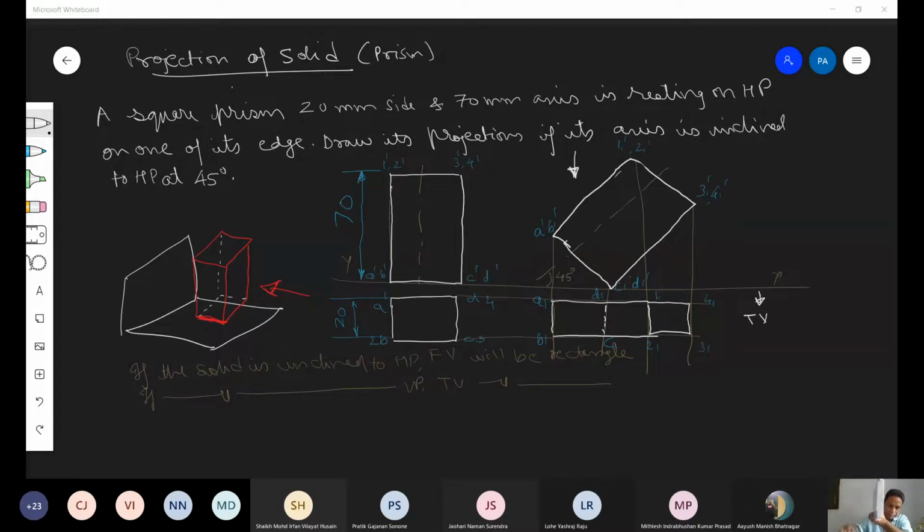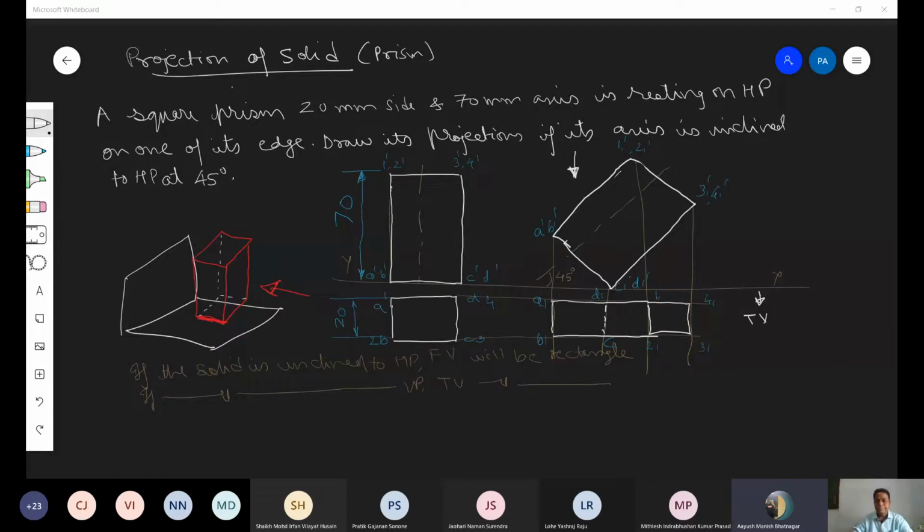See, this is VP. This is the object resting on VP, and now it is inclined to VP. Either it can be inclined to VP such that it is resting on the base edge, or it can rest on its corner. Is this concept clear to all of you?